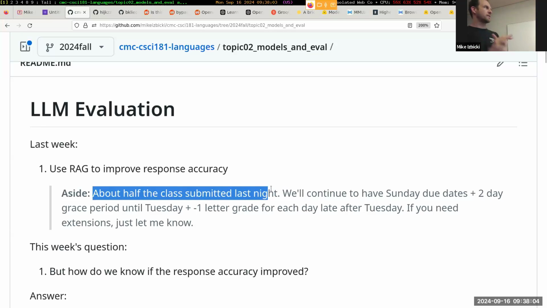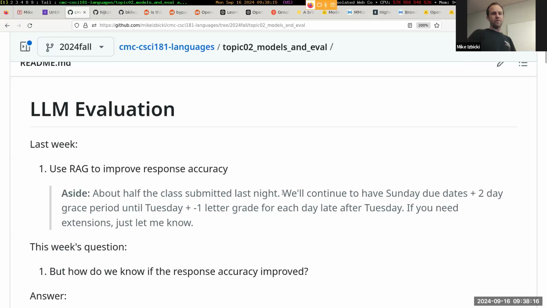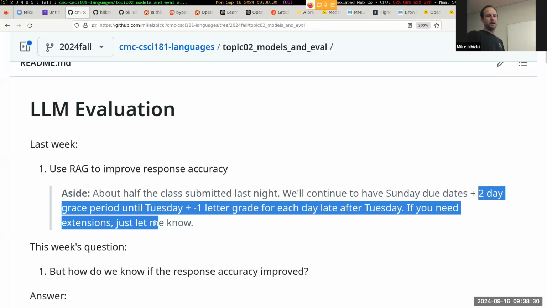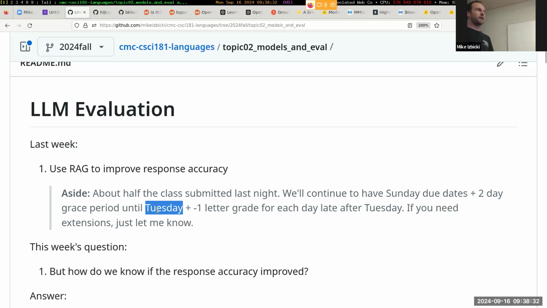So far, about half the class has submitted the homework that was due last night. It's okay if you haven't. In general, I hope to be very flexible about the due dates. And I haven't had a super clear, strict policy about things yet. I think this Sunday timeline seems to be working well-ish. So I'll continue to have the due dates nominally be on Sunday, but you can have up to 2 days grace period until Tuesday, and you can submit it without any penalty grade-wise up until Tuesday.